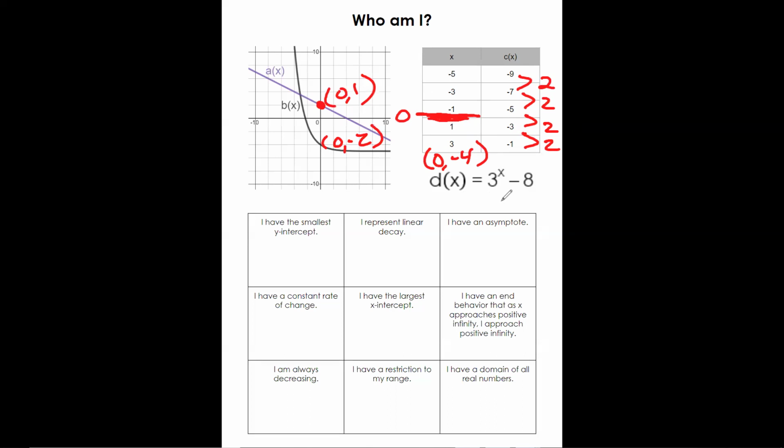Plug 0 into the equation. When I plug 0 into that equation, I'm going to get -7. Which one is the smallest y-intercept? B of x.